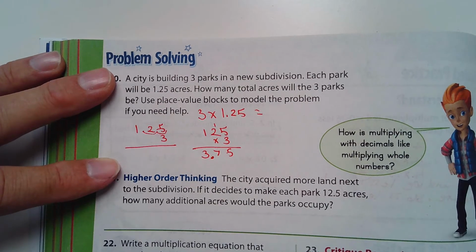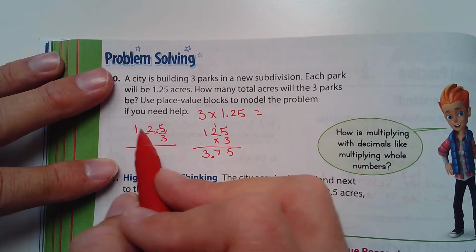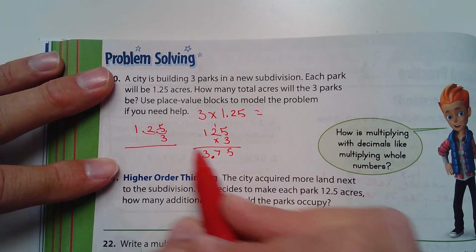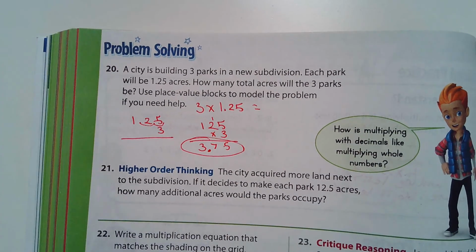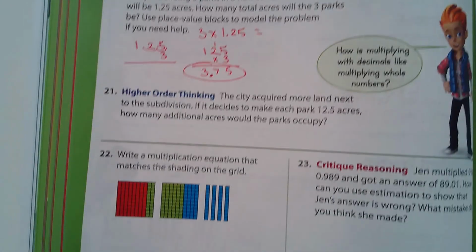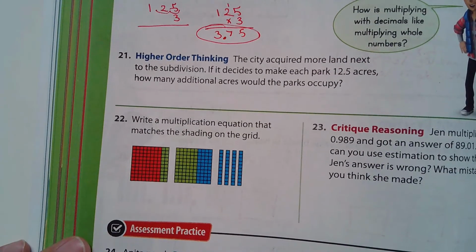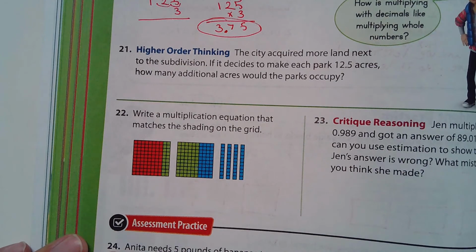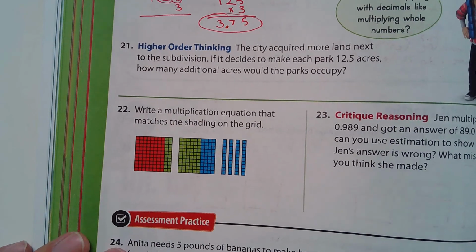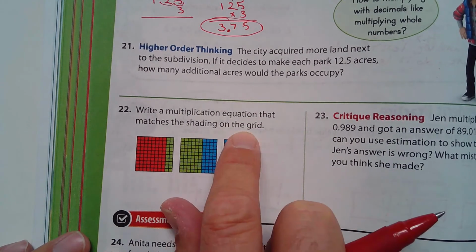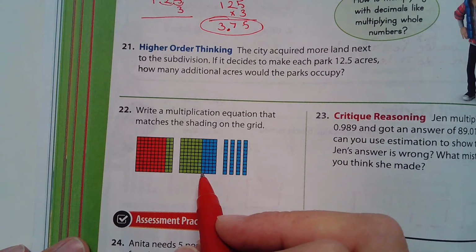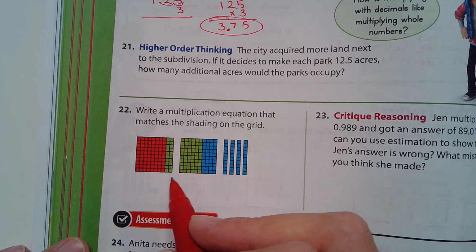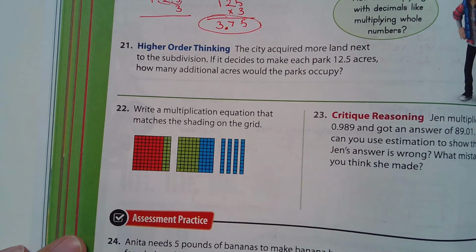So just think about how many decimal places there were in what you're multiplying, and then apply that to your answer. And you do that without fail, every time you multiply some decimals. It says, write a multiplication equation that matches the shading on the grid. Oh, interesting. I'll let you guys think about that one and try that one on your own.